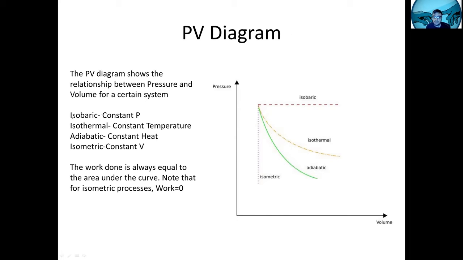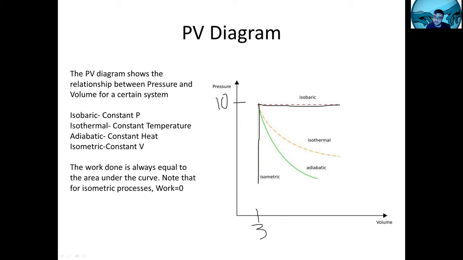What do all these mean? Well, isobaric is constant pressure, and pressure's on the y-axis. No matter how much you change the volume, the pressure is always going to be at, for example, 10. No matter what volume it is, it's always just going to be at 10 because it's constant pressure. Same thing with isometric, which is constant volume. Let's say this is 3. These are just made up numbers. No matter what the pressure is, the pressure can go up, the volume will still always be 3.